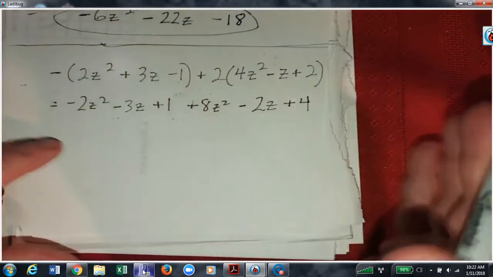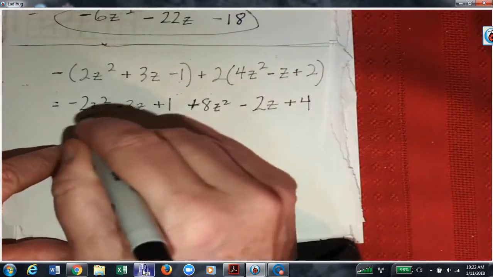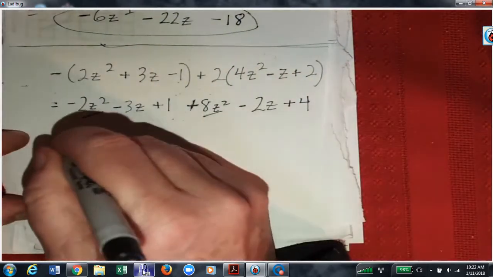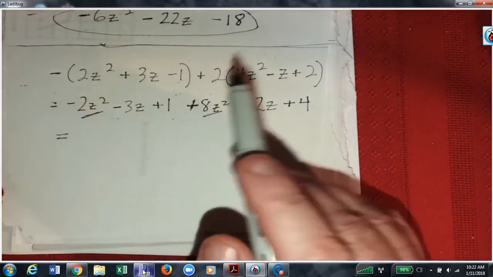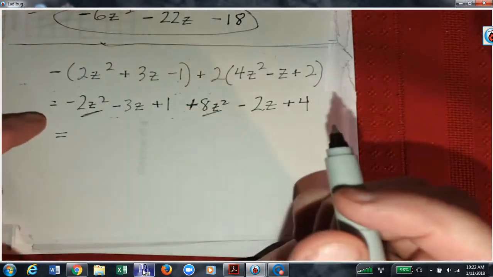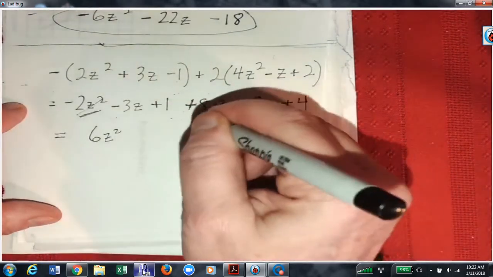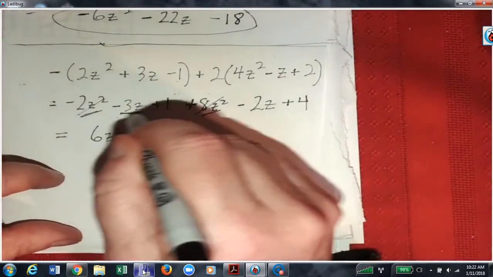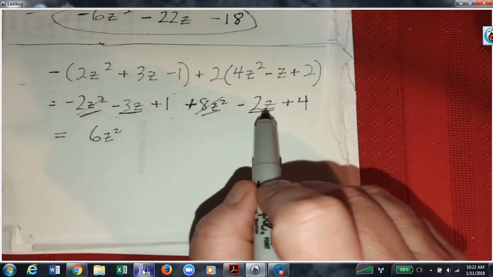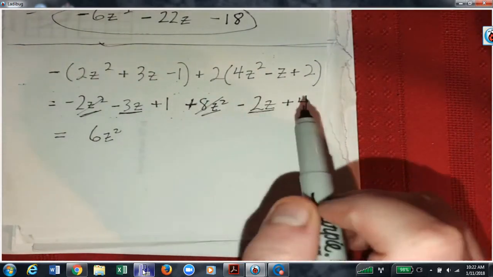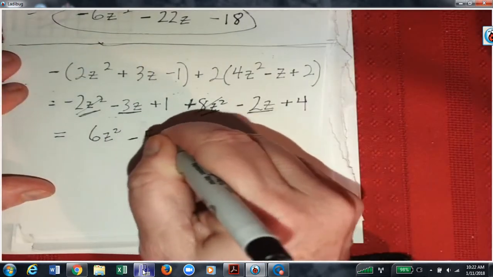Okay. Now I have to collect any like terms. I've got a z squared term here and a z squared term there. So negative 2z squared plus 8z squared, well, negative 2 plus 8 is positive 6. So negative 2z squared plus 8z squared is 6z squared. I'm done with those. And then I have a z term here and I have a z term there. Negative 3z minus 2z. Well, negative 3 minus 2 is negative 5. So negative 3z minus 2z is minus 5z.